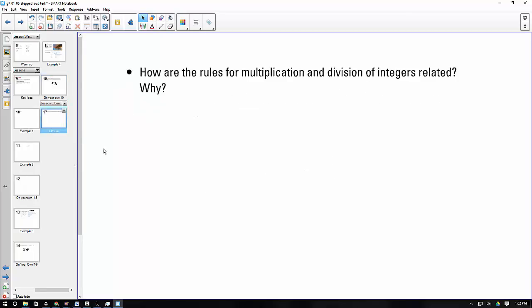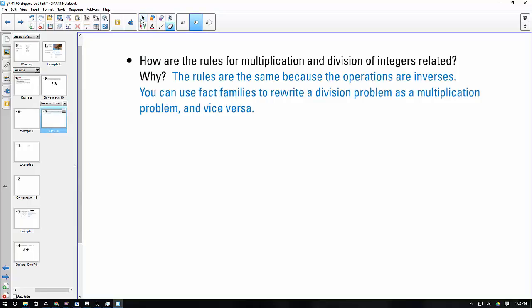And the last one is, how are the rules for multiplication and division of integers related? So the rules are the same because the operations are inverses. You can use fact families, as we showed before, to rewrite division problems as multiplication, and vice versa.